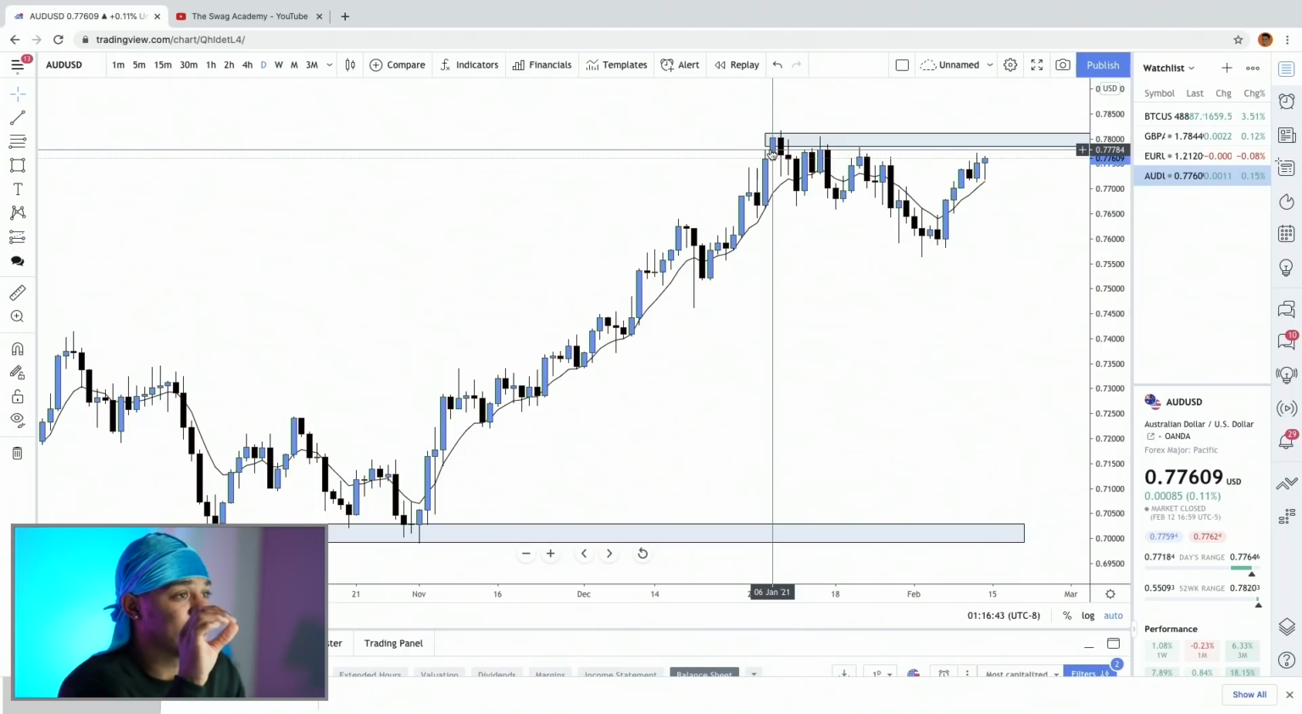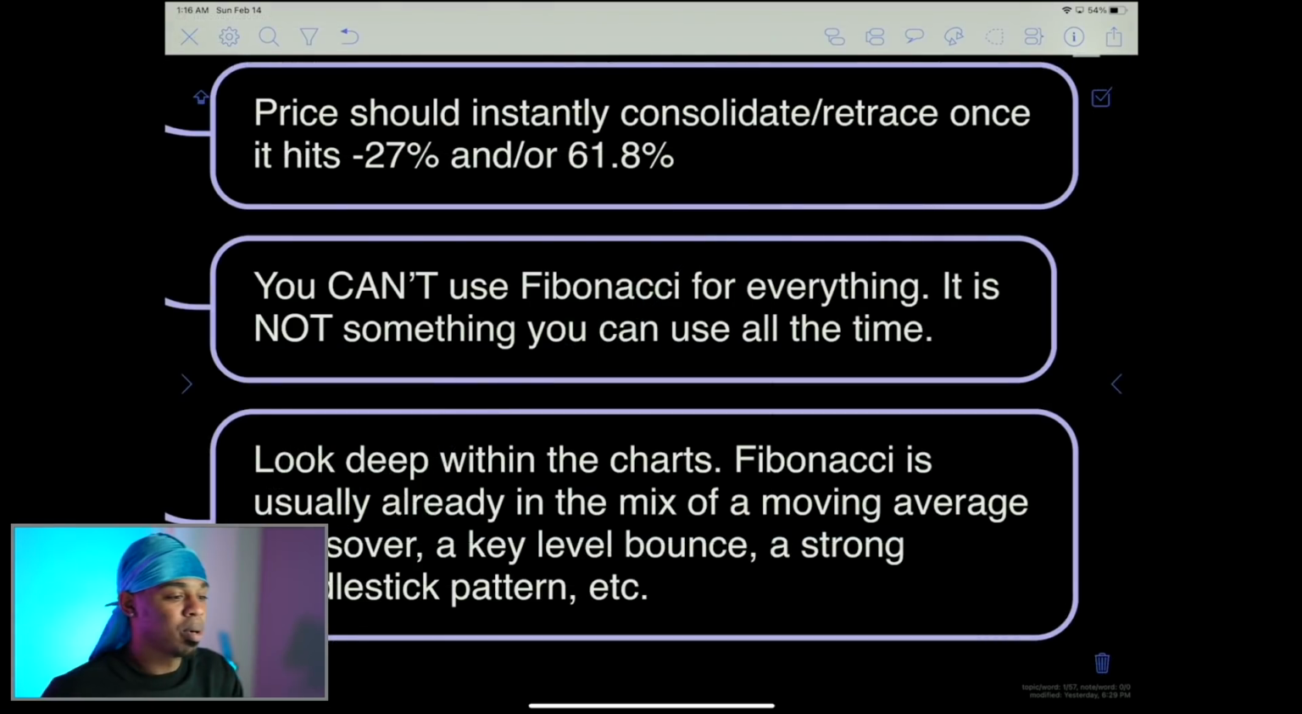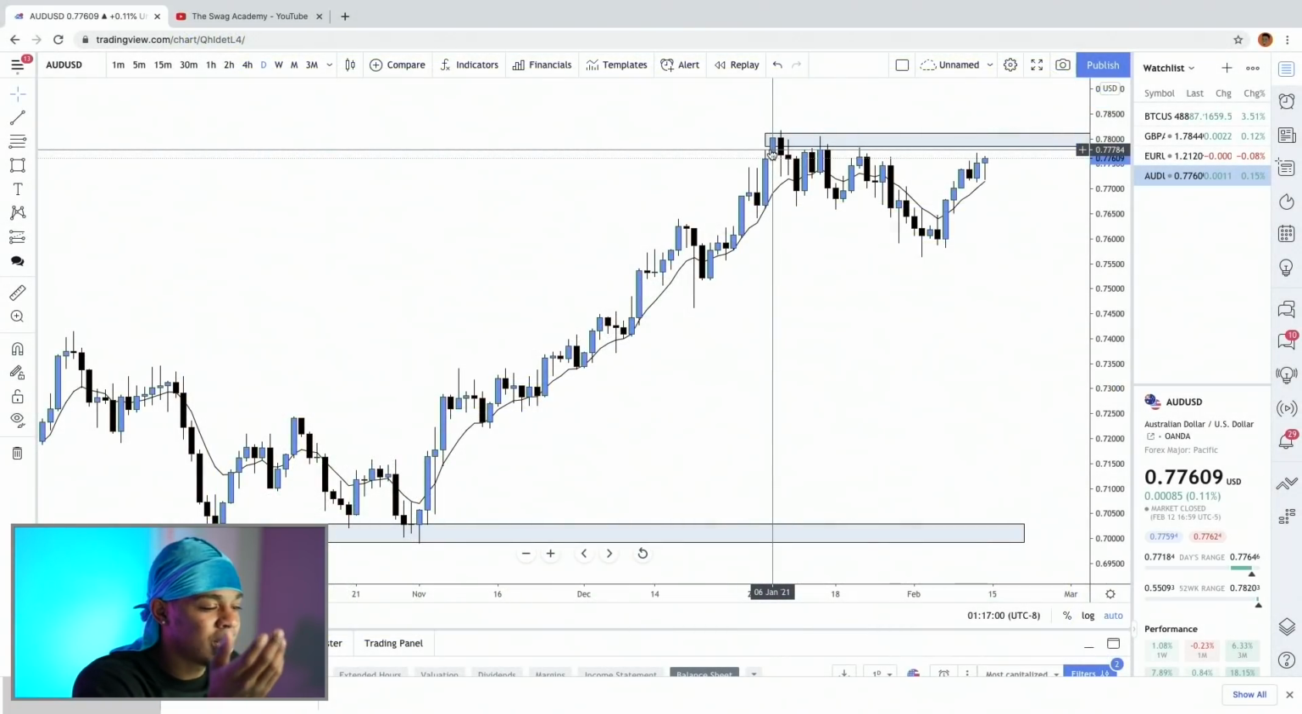Just keep that in your mind, that you may use Fibonacci more so for one pair and not as much for another pair. But also that last point that I had, look deep within the charts, Fibonacci is already in the mix of a moving average crossover, key level bounce, or a strong candlestick pattern. I said that in the beginning of the video, so I kind of went backwards a little bit, but those are my reasons behind the Fibonacci retracement.